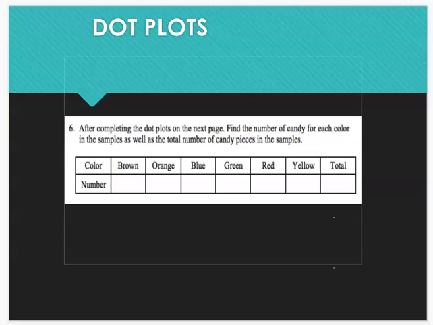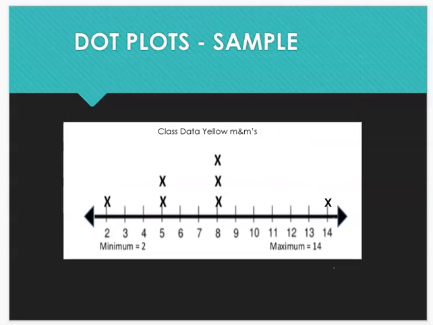So after you're completing all the dot plots, find the number of candies for each color in the samples, as well as the total number of candy pieces in the samples. So how many brown did everyone in our class have? How many orange did everyone in our class have? How many blues did everybody in our class have? Greens, reds, yellows, and then total all of these. So I'll show you an example of that.